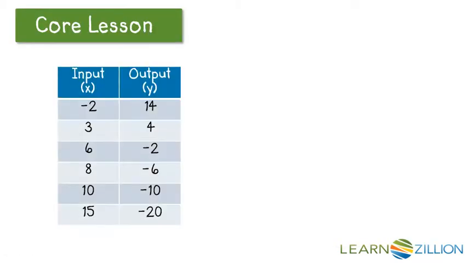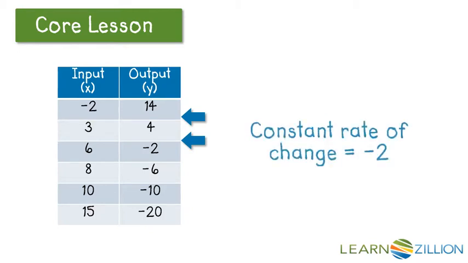So if I have a table here, just to reiterate, to check the rate of change, you want to do the change in y divided by the change in x. So if I take negative 2 and 4, I take negative 2 minus 4 divided by the x values, 6 minus 3. That gives me negative 6 divided by 3, which is negative 2. And if I did that for the rest of the values in the table, I would also get the same thing. The constant rate of change here is negative 2.